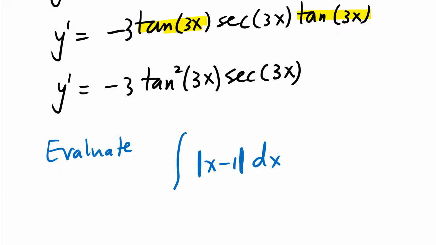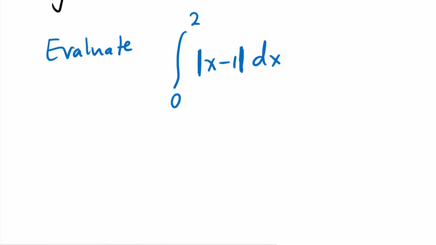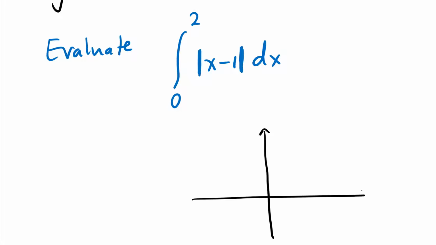We have an absolute value integral from 0 to 2. There are several ways to do this. We can integrate this by graphing it.